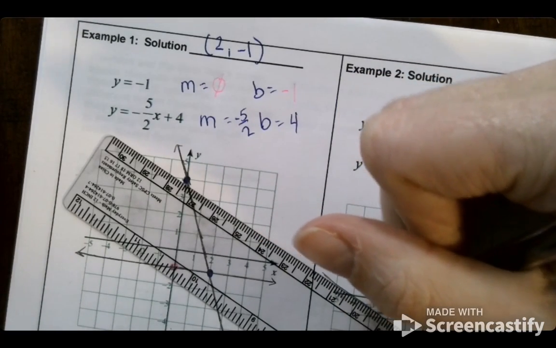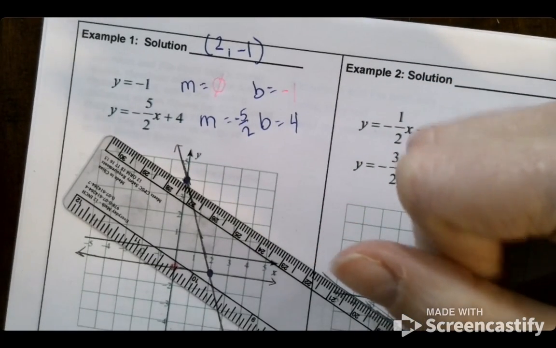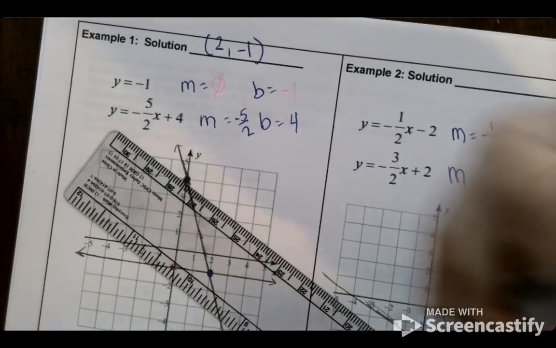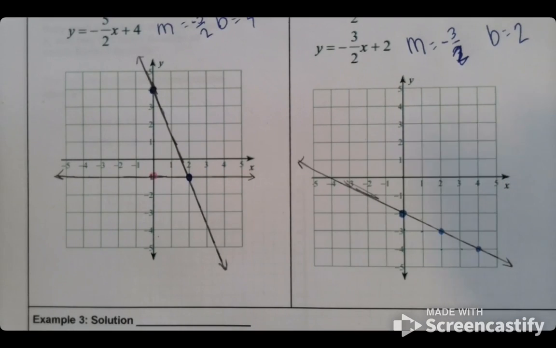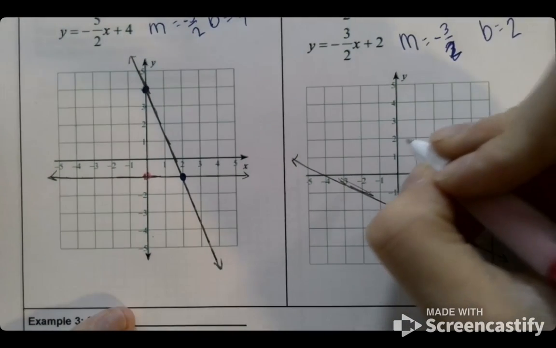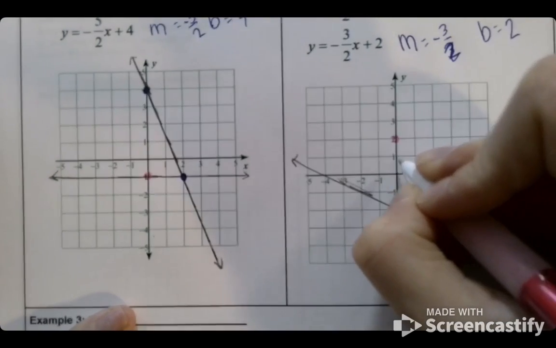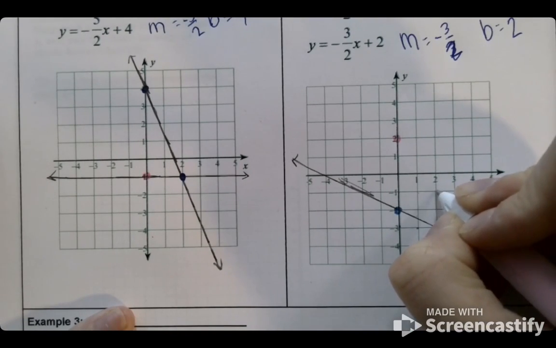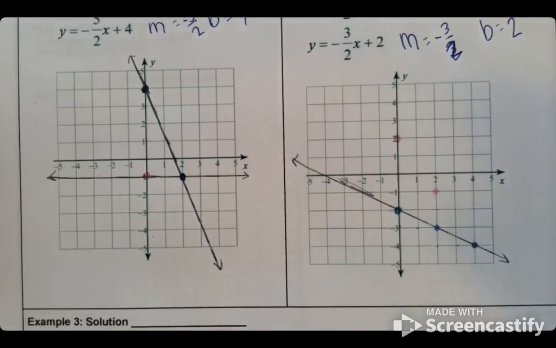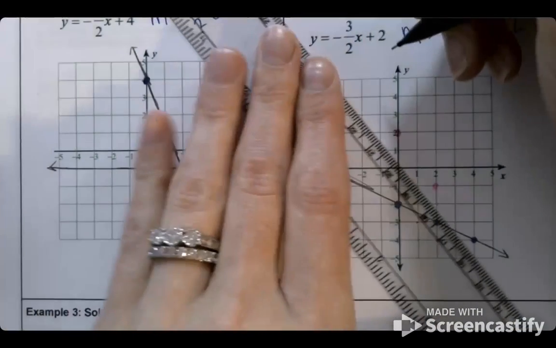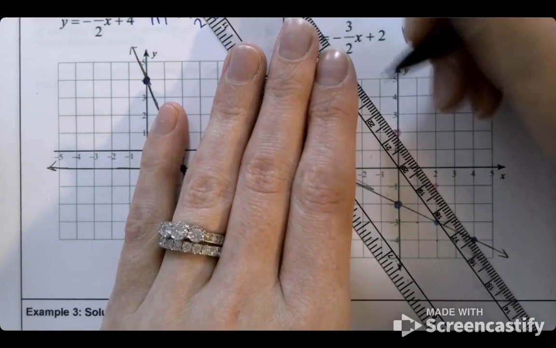Again, it needs to go off the page. Off the graph. All right. And then do the same thing with the other graph. We are at +2. I'm going down 3/2. Down 3/2. And look at that. My intersection works beautifully.